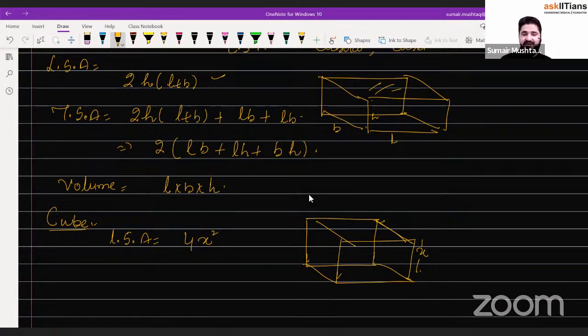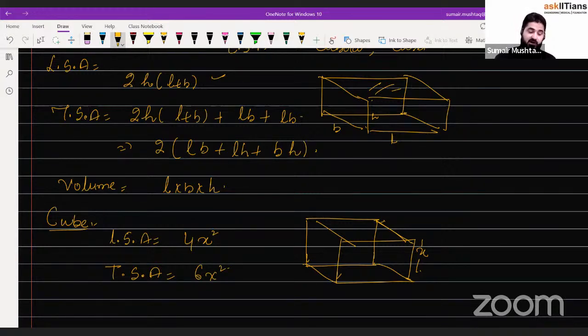It's only for me. So LSA is 4x square, right? Now, what will be its TSA? 6x square. How? Because we took 4 sides for LSA, so top and bottom added will be 6x square. Okay, fine.